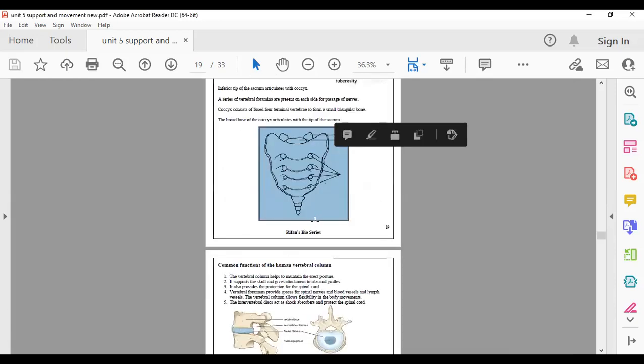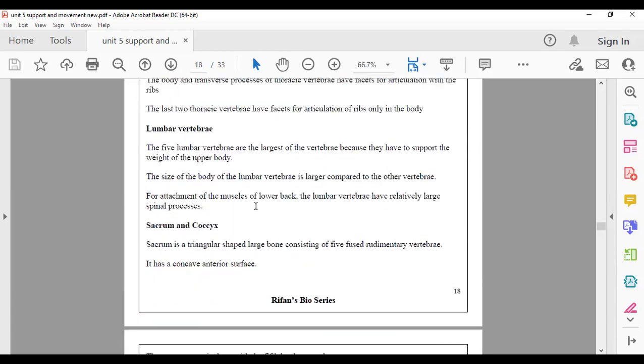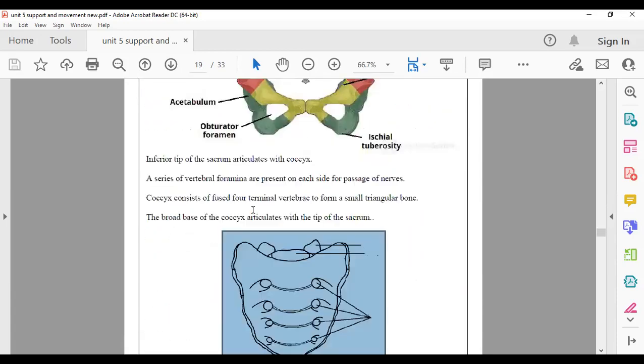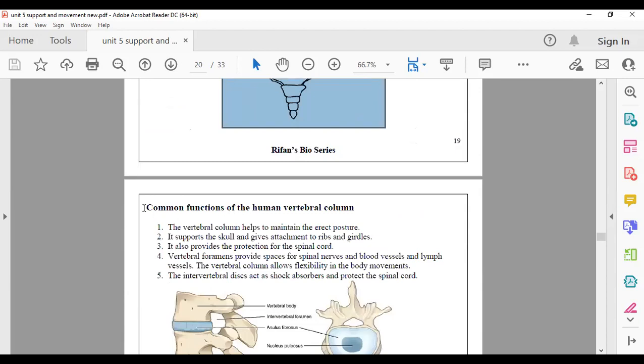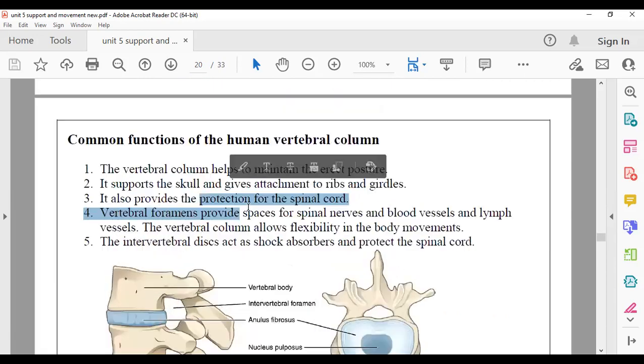So, go through the lumbar vertebra, sacrum, coccyx. Tell me whether you are okay. Then I will come to the common features of the vertebral column. Then I will finish this portion. Okay. This chapter will be quickly finished. Not many notes.